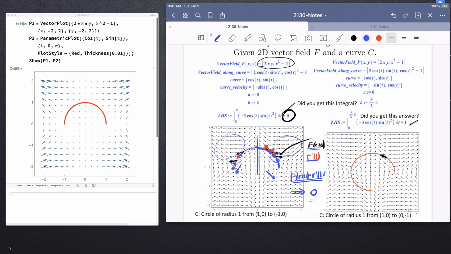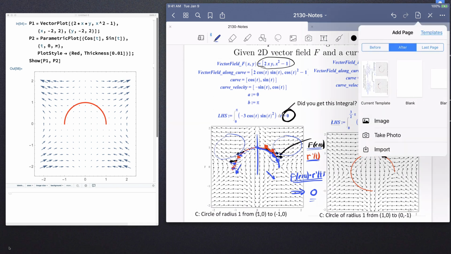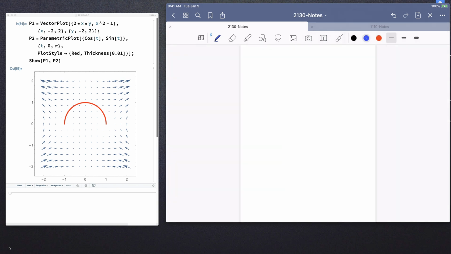So let's go through the details now of doing this integral. We had a vector field given.